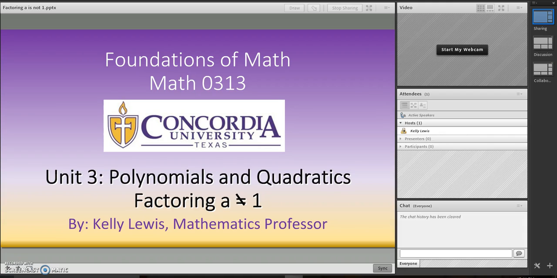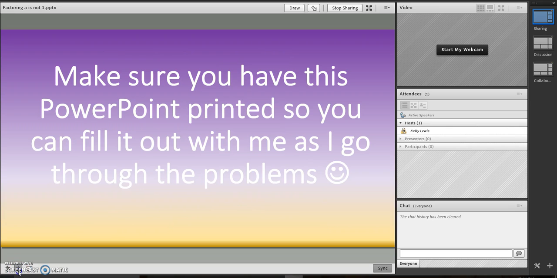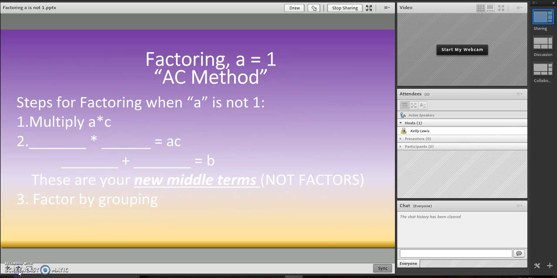Hey guys, so we're in the middle of this unit, and now we're going to learn about factoring when a doesn't equal 1, and I'm going to explain what that means in just a minute. So if you want to print out the PowerPoint, you can, so you can do it with me. All right, first I want to explain.